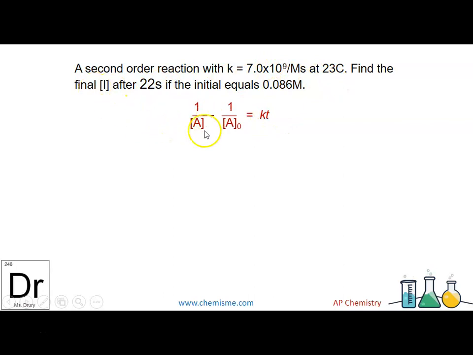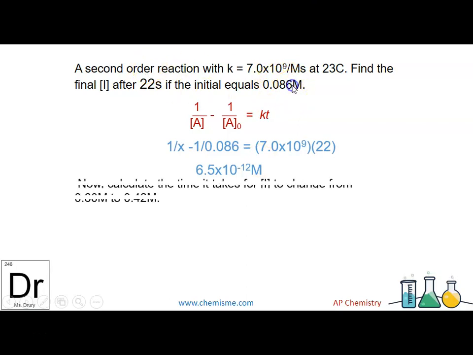And it said they wanted the final, so that means the first A, if this initial was 0.086, that's the second A we have here. So make sure you plug it in appropriately and then solve nice and slow. K times T, add the 1 divided by 0.086, and then you have the inverse. So you have to take an inverse of that or cross multiply to get your concentration. Notice the concentration should go down because it started at this concentration and we're reacting it over time.